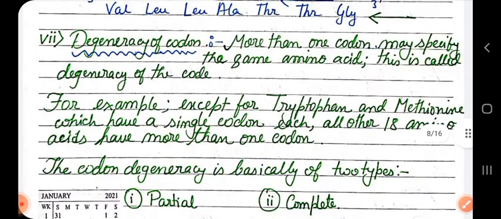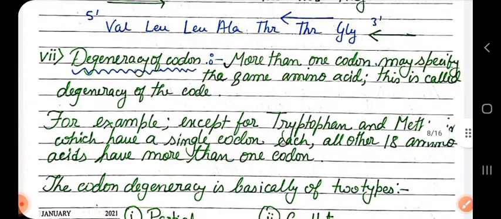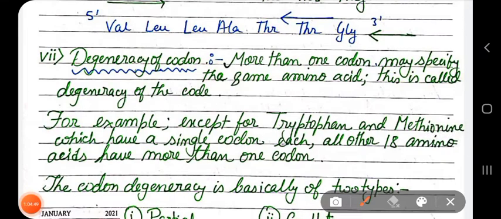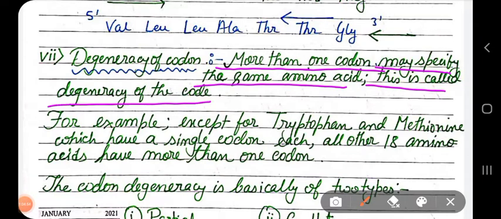Next, degeneracy of a codon. More than one codon may specify the same amino acid. This is called degeneracy of the codon. So there is more than one codon which codes for the same amino acid. That is known as degeneracy of the codon.